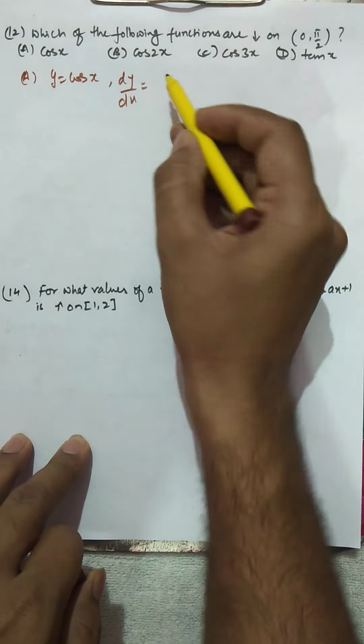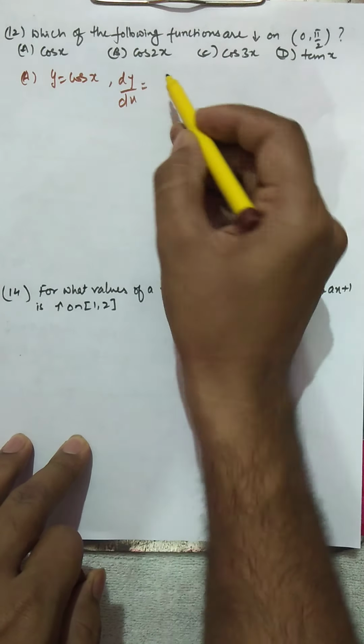Part B is y equal to cos x. Its derivative is minus sine x. Now we see this is minus sine x, and sine x is positive, so it will be less than 0 for all x belonging to 0 to pi by 2. It means that this function is decreasing in 0 to pi by 2.